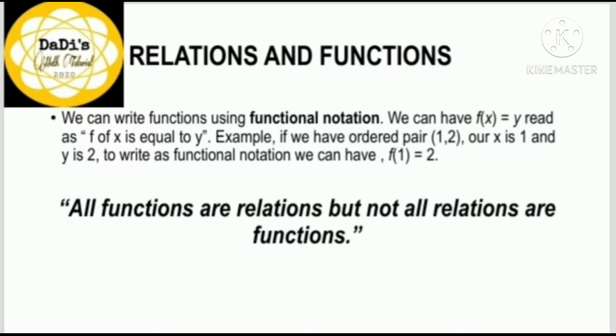So, yung x dun sa loob ng parenthesis ang nagre-represent sa input. That is why yung f of 1 is equal to 2 is the same as 1, 2. So, ganun yung magsusulat ka ng functional notation. Okay? So, yan. Nakukuha na natin. So, basta tatandaan natin si x is yung input.